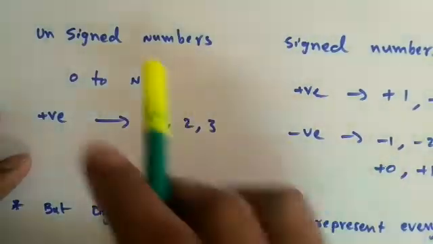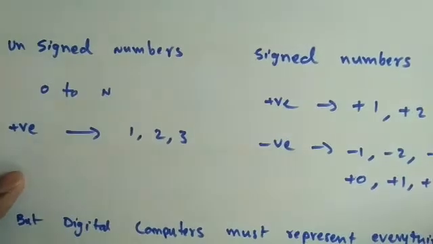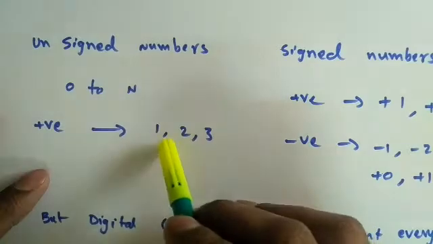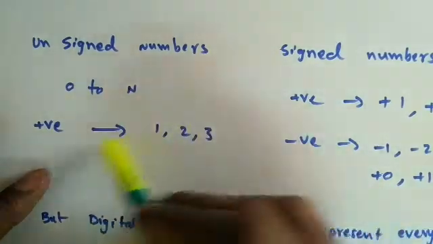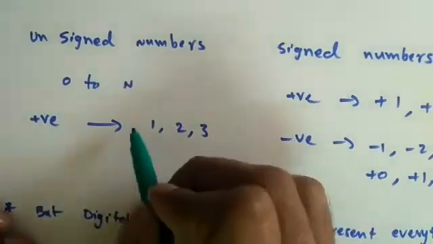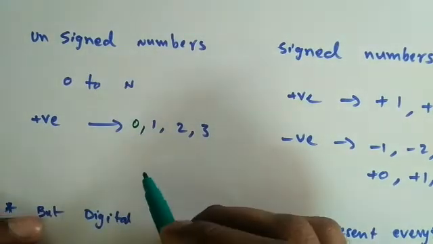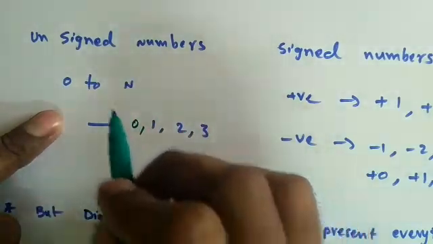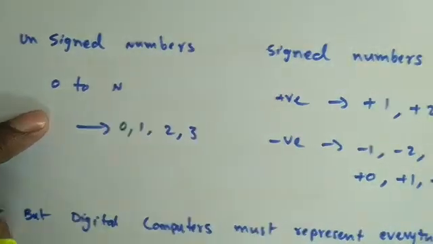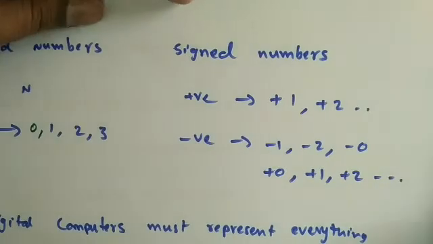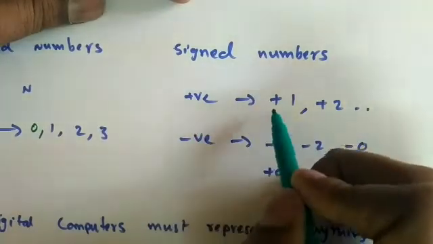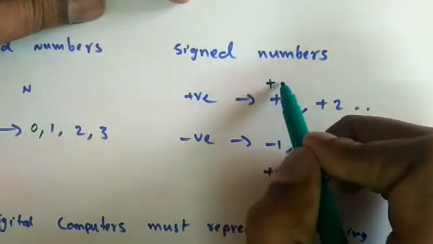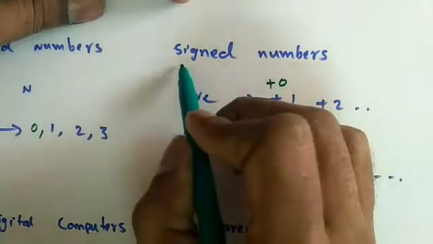Now if you see the difference between unsigned and signed numbers, in unsigned numbers the magnitude goes from 0 to n, so 0, 1, 2, 3 are unsigned numbers. It's like positive numbers, including 0. All unsigned numbers are positive numbers, that is from 0 to n. Now if we see the signed numbers, the positive will be represented by plus 1, plus 2, and for 0, plus 0. These are signed numbers.